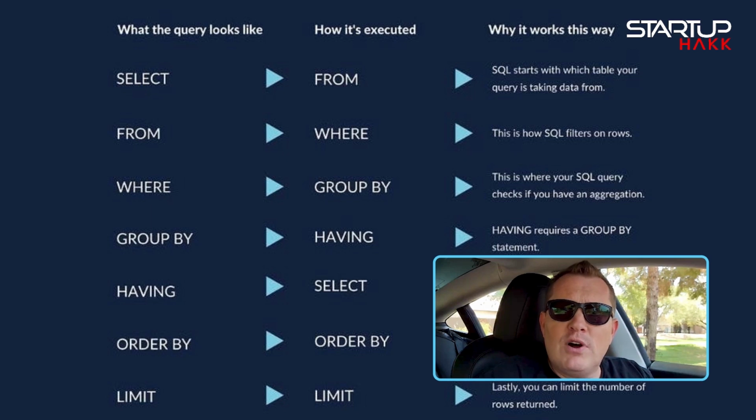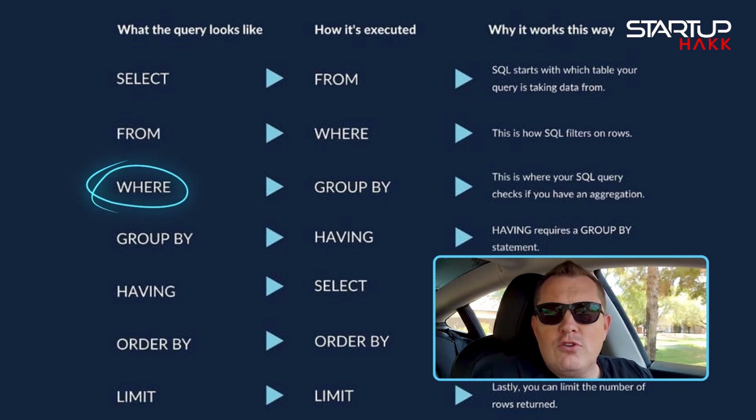Join. If the query involves multiple tables, the join clause is used to combine data from different tables based on specified conditions. Different types of joins, inner join, left join, right join, etc., determine how rows from each table are matched and included in the result set. Where. The where clause is used to filter the rows based on specific conditions. It restricts the data to only those rows that meet the specified criteria. Rows that do not satisfy the conditions are excluded from further processing.